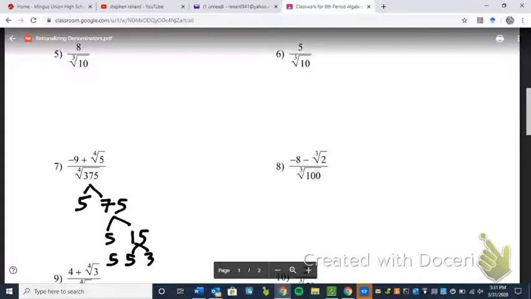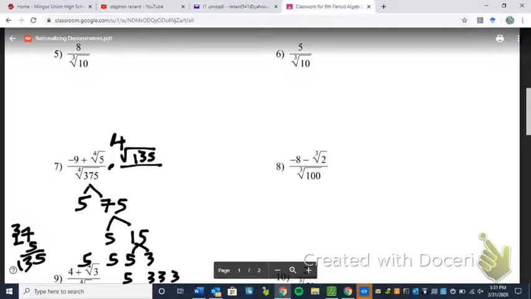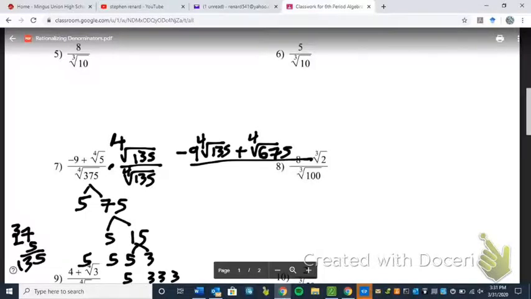So we're going to add in 1 5 and 3 3s. 3 times 3 times 3 is 27. 27 times 5 is 135. So we're going to multiply this by the 4th root of 135 over the 4th root of 135. Just like we've been doing all along, we are now going to distribute. So we end up with negative 9 4th roots of 135 plus the 4th root of 675. And all of that goes over 15.